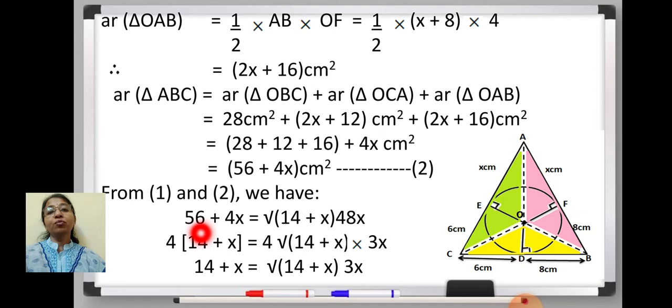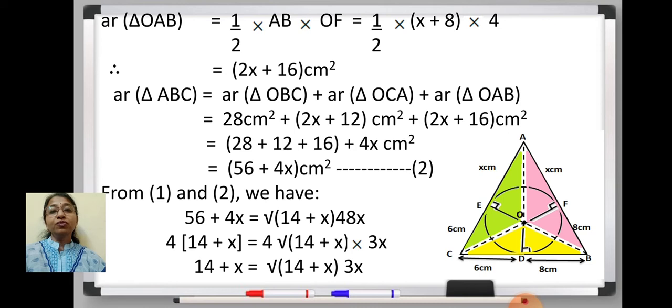From this binomial, 4 is common, so take out 4 common. So inside the bracket 14 plus x. From here, square root of 16 is 4, so 4 outside the bracket. So inside the root sign 14 plus x into 3x. So this 4 and 4 will get cancelled. So the next step is 14 plus x is equal to square root of 14 plus x into 3x.